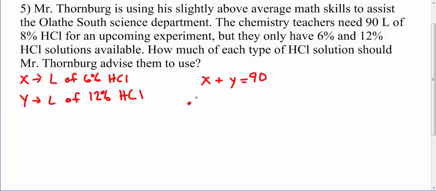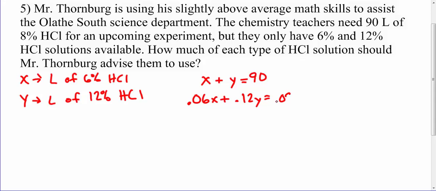All right, now is when we have to consider percentages though. So how much of the actual acid is in the mixture? Well, the first mixture is 6%, so 0.06 of X is acid, and 12% of Y would be the pure acid. So 0.06X plus 0.12Y equals, we're trying to get to 8%.